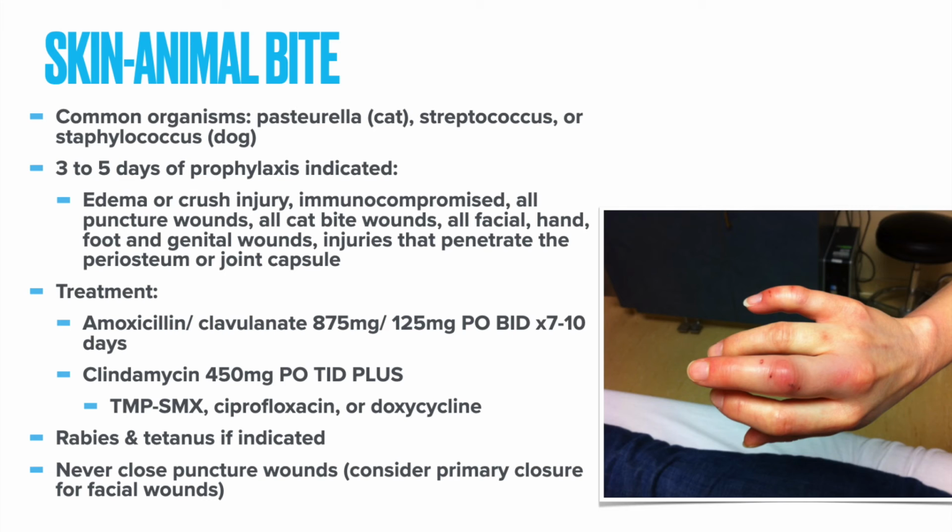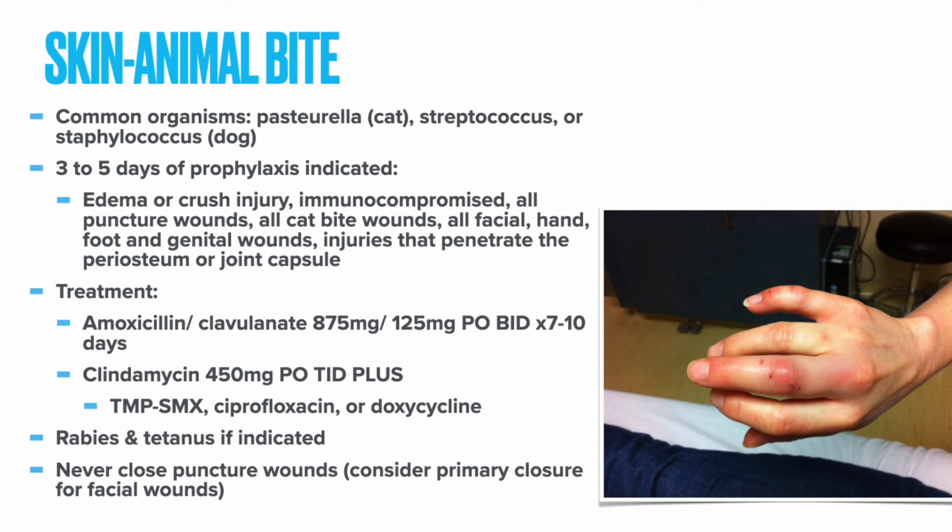Indications for a prophylactic antibiotic include, and there's a lot of them, so edema or crush injury, patients who are immunocompromised, all puncture wounds, all cat bite wounds, all facial, hand, foot, or genital wounds, and then injuries that penetrate the periosteum or a joint capsule.